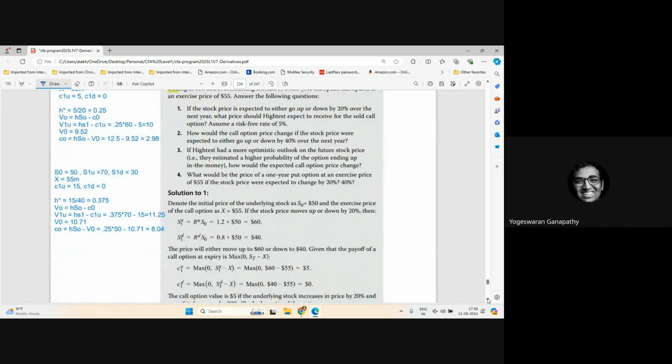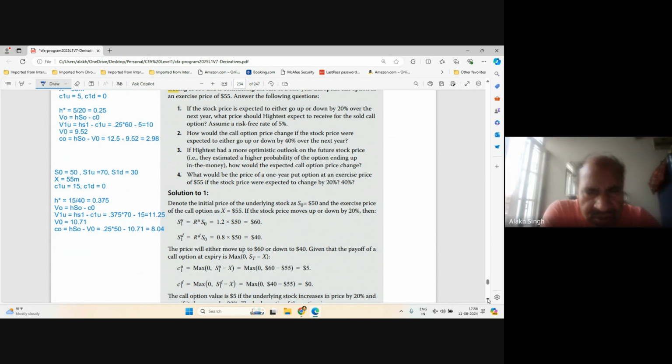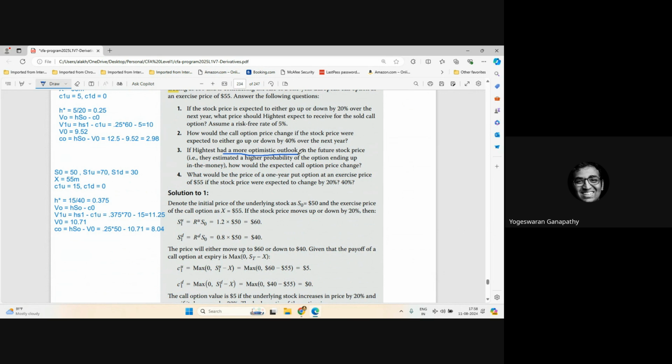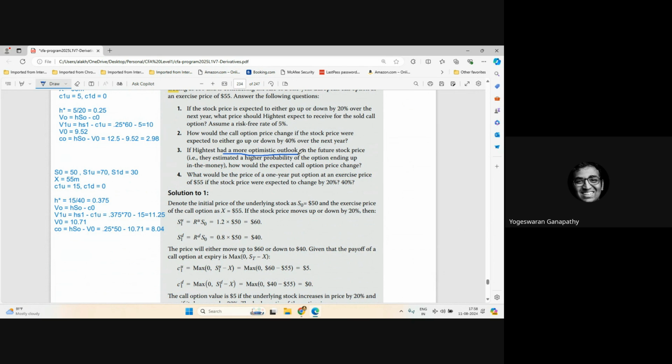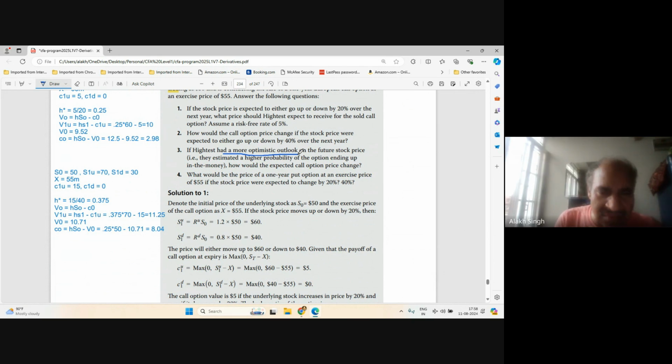Okay. Now let's see what is question number 3. If investors had a more optimistic outlook on the future stock price, how would the expected call option price change? Will the outlook have any impact? No, sir, because that's the definition of the binomial model. So the price would remain the same. Okay, very good.